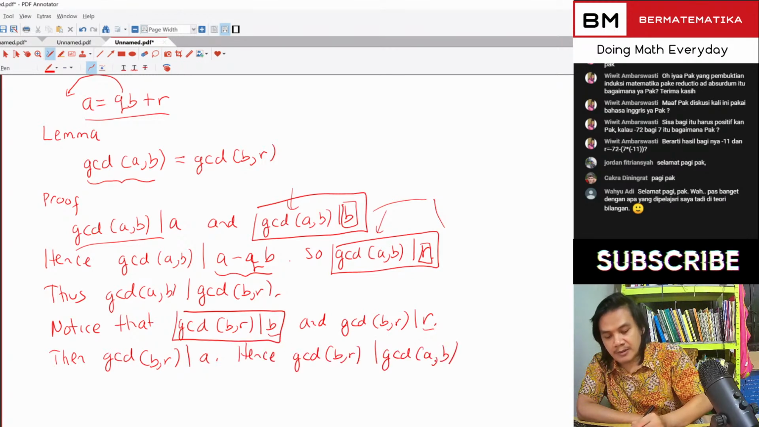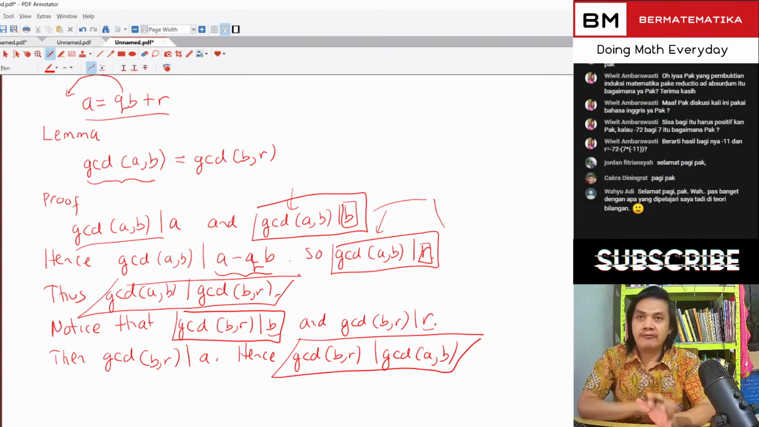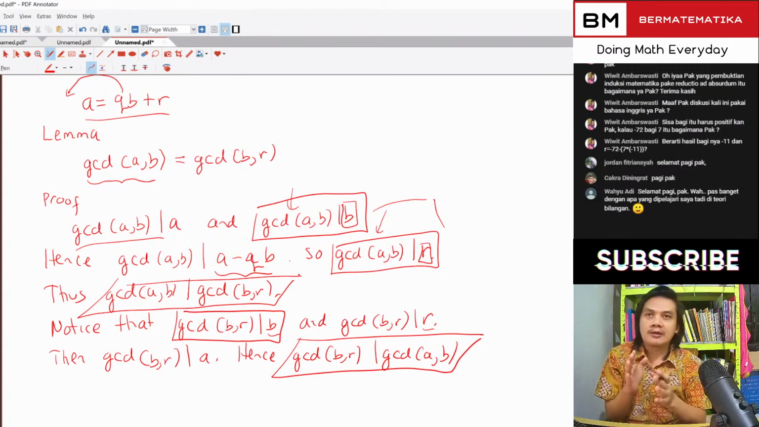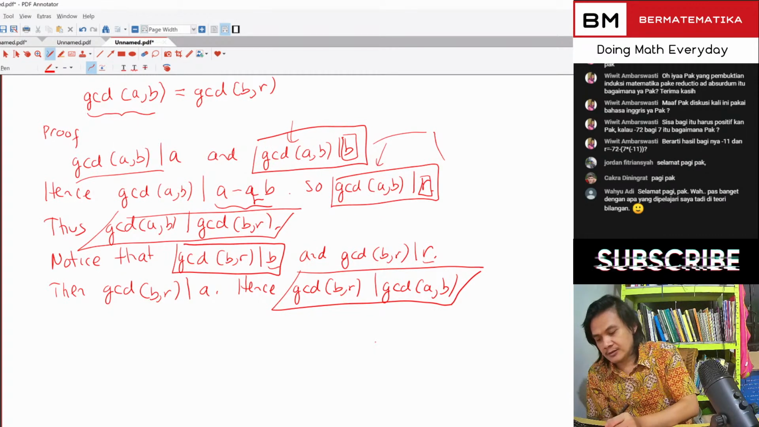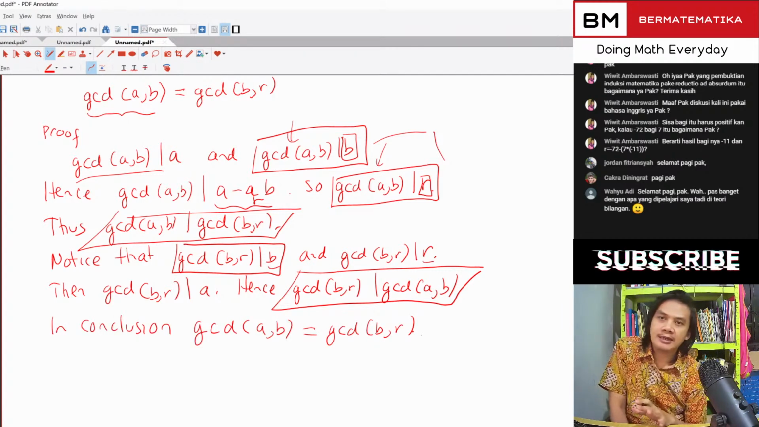So then GCD of B, R divides the GCD of A, B. So we have these two statements, and both of them are positive numbers. If we have two positive numbers, let's say x and y, and x divides y and y divides x, then x has to be equal to y. Therefore, in conclusion, GCD of A, B is equal to GCD of B, R.